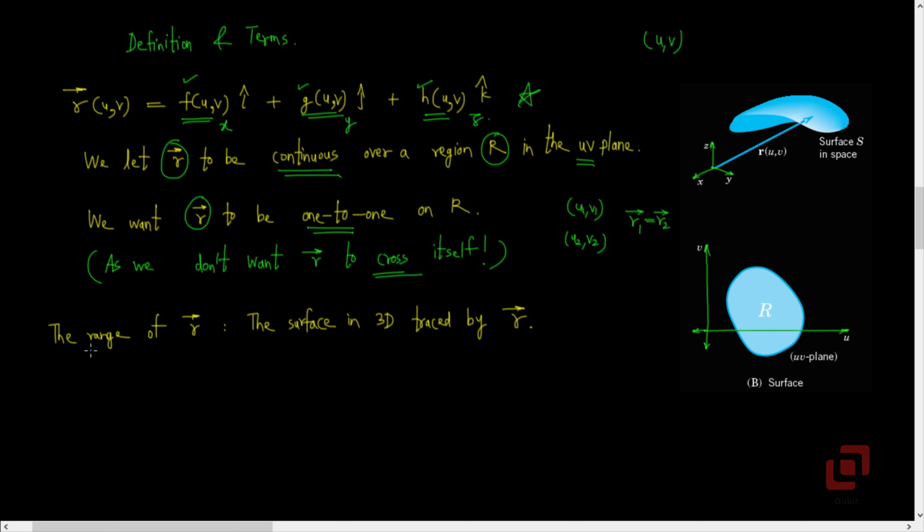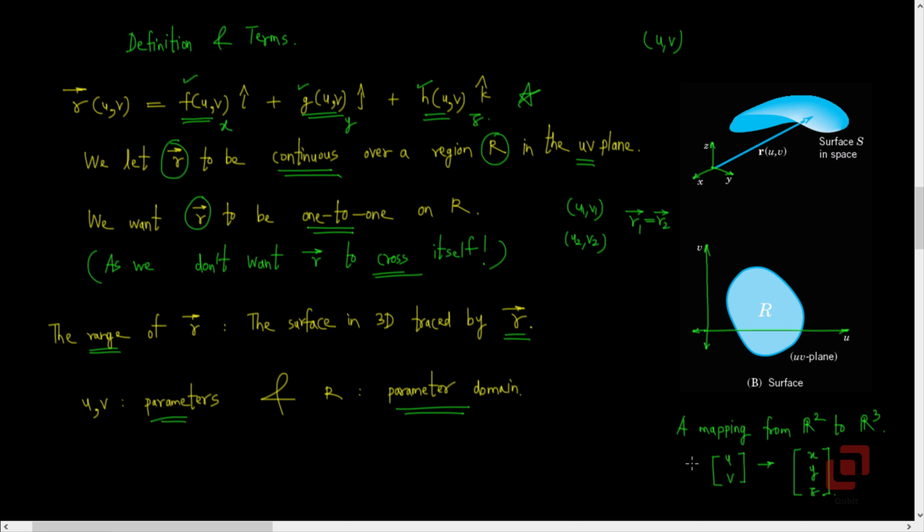We now define the range of the function r bar, which is the surface in three dimensions traced by r bar. This is similar to the range of a function, and as already told, u and v are known as the parameters and the region R is called the parameter domain.